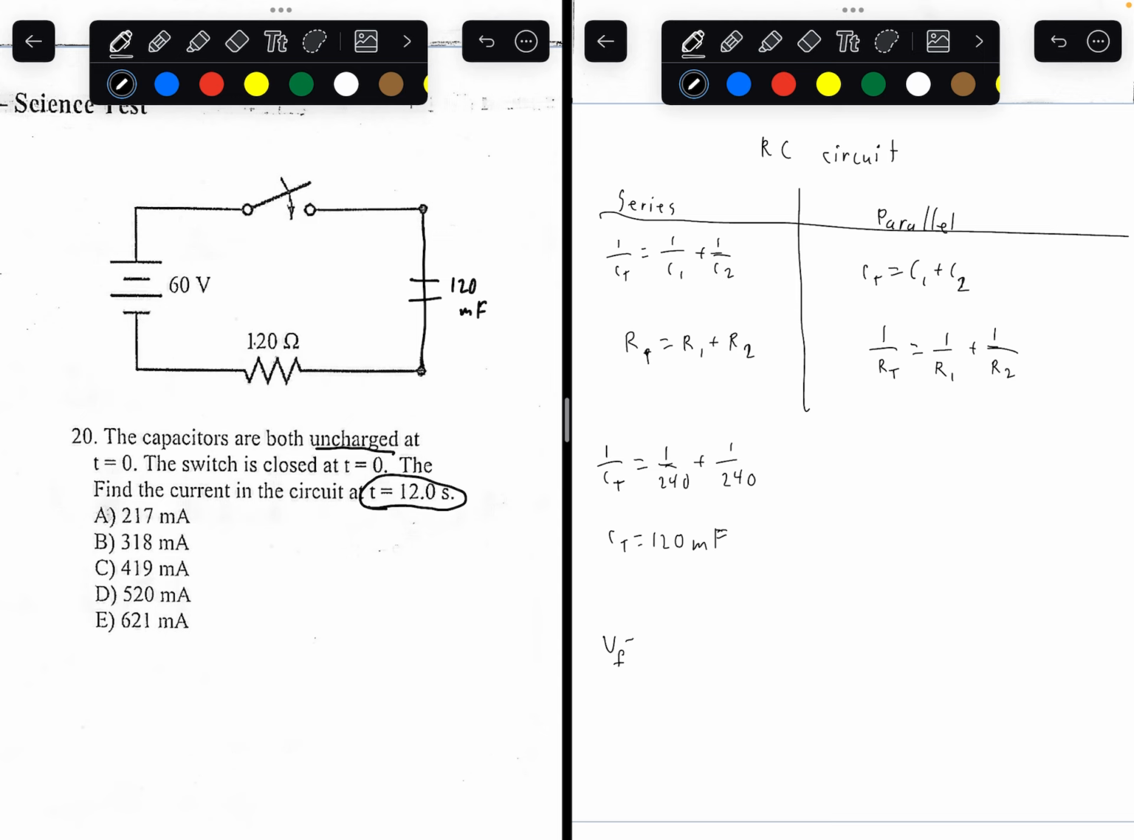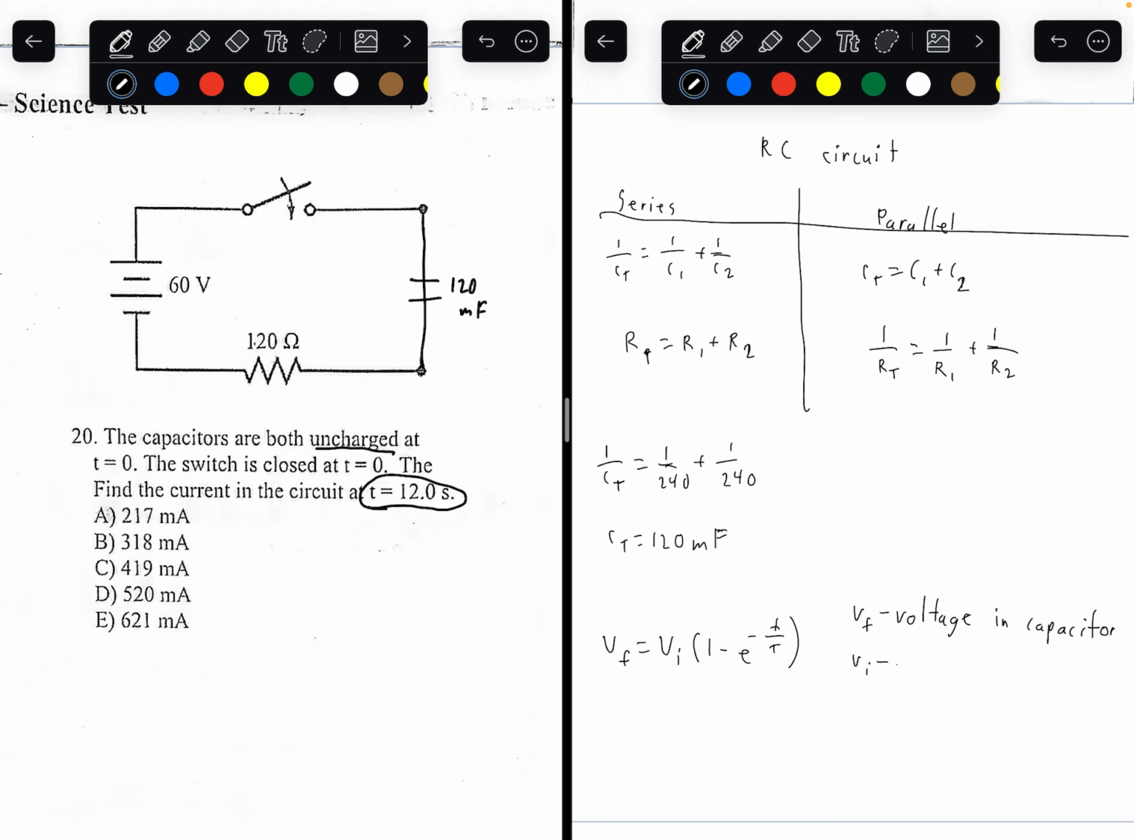Voltage in the capacitor equals, I'll just write voltage final. The voltage stored in the capacitor is equal to the voltage stored in the battery, which I'll write as voltage initial times 1 minus e to the power of negative t over the time constant. So VF is the voltage in the capacitor. I would think of it as a final voltage because I'm just used to thinking of final and initial.